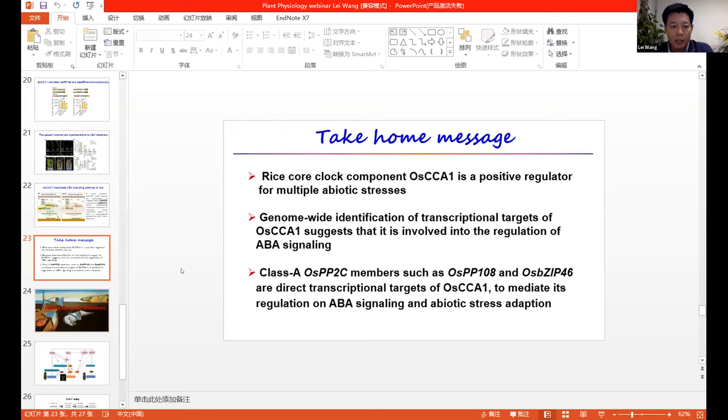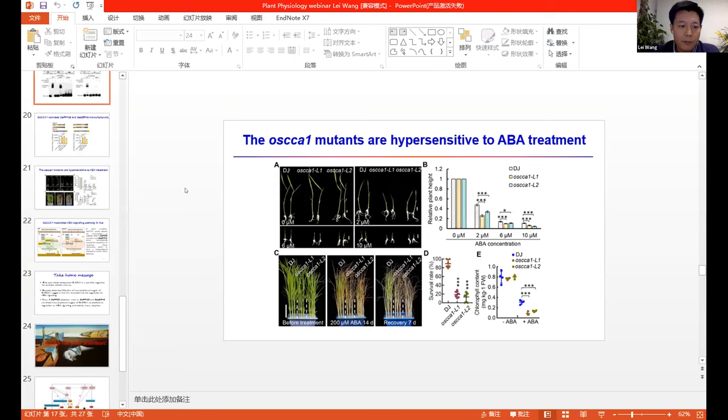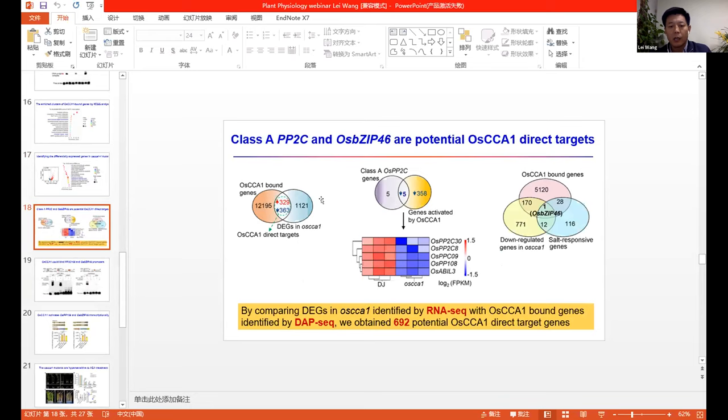Thanks for your question. As you can see here, actually, we found among the 692 direct targets of OsCCA1, about half of them were upregulated in OsCCA1 mutants, but the other half is downregulated. This suggests probably OsCCA1 can function as a transcription repressor, but it may also function as a transcription activator.